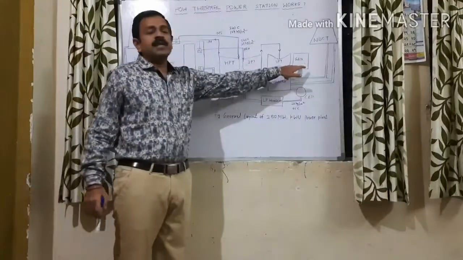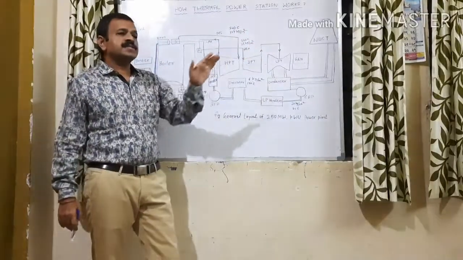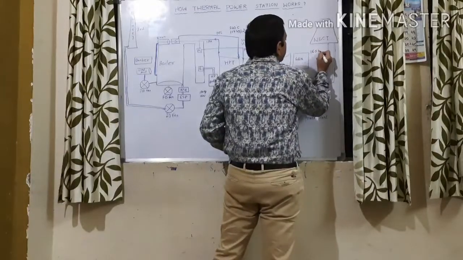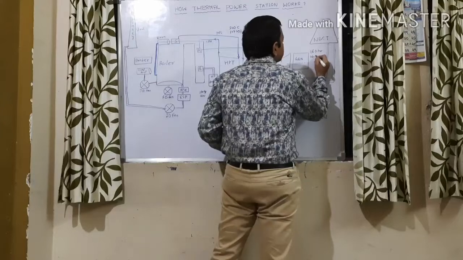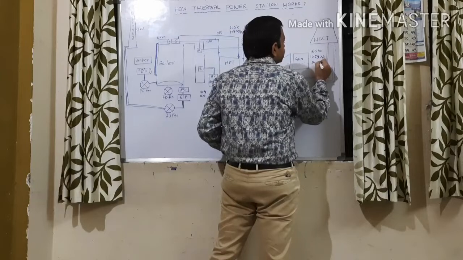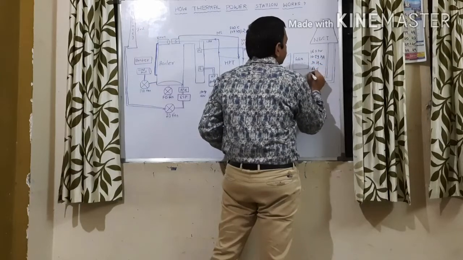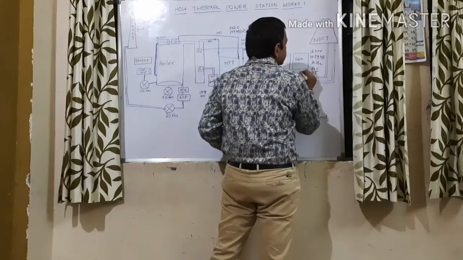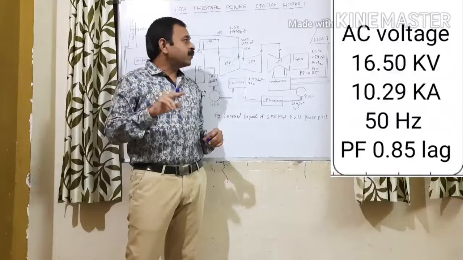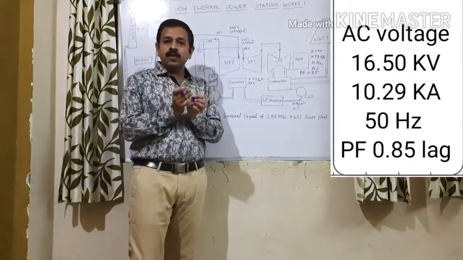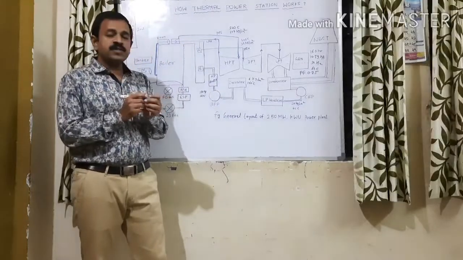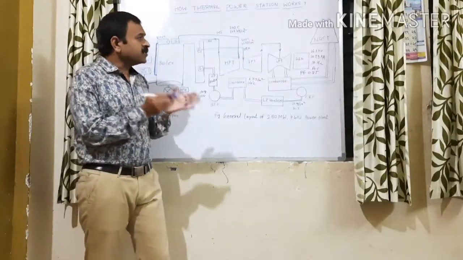So what are the parameters of the electricity? In this plant we are getting 16.5 kV, current is 10.29 kilo ampere, 50 hertz AC, and 0.85 is the power factor. So these are the parameters: 16.5 kilovolt, 10.29 kilo ampere. This is the AC voltage of 50 hertz, and the power factor we are having is 0.85 lagging. So this is the electricity generation or AC voltage generation.